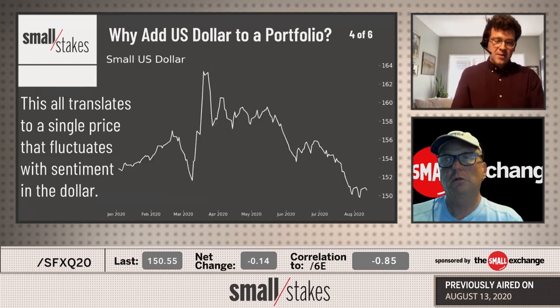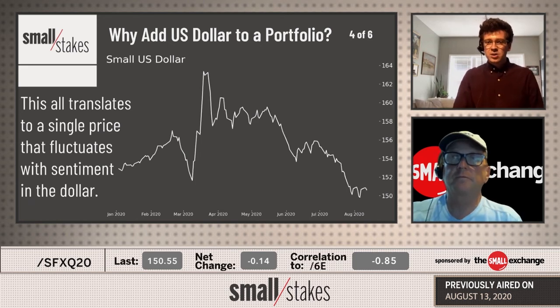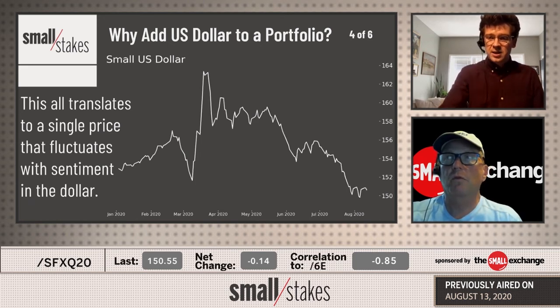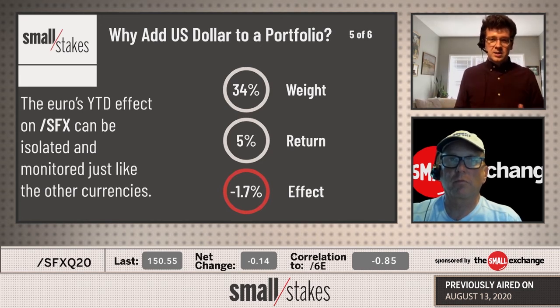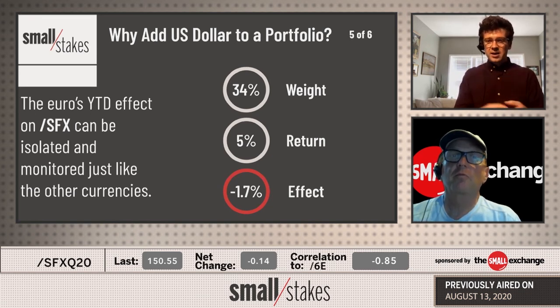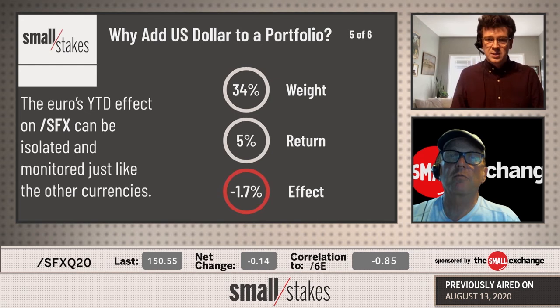And what you arrive at, Pete, is just a single price for this US dollar that fluctuates with sentiment in the dollar. And I think that's what you want when you're adding dollar exposure to your portfolio for diversification and everything else. And you can single out, this is a nice little exercise that we'll start to look into more often, you can take any of these pieces out and see, okay, how much has the euro affected my US dollar trade? Well, it's a 34% weighting. It's a 5% return in euro this year. And so it's been a negative 1.7% effect on my US dollar investment. And so these are the pieces that make up the US dollar.